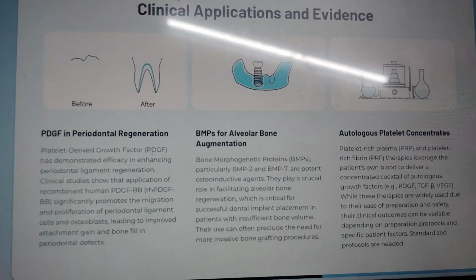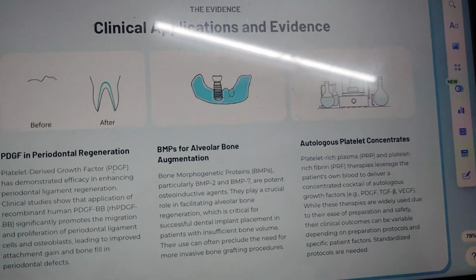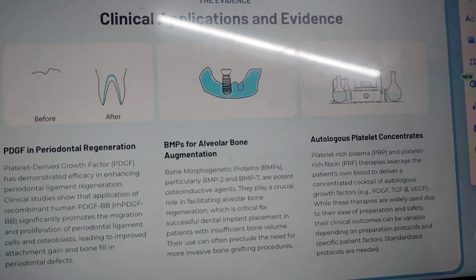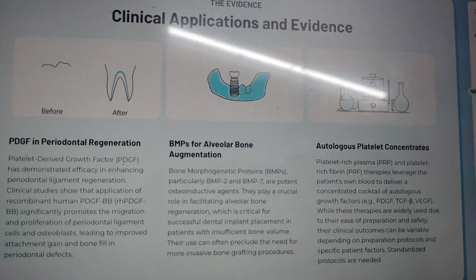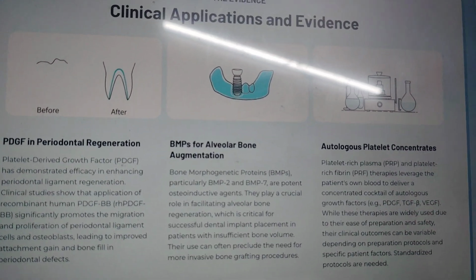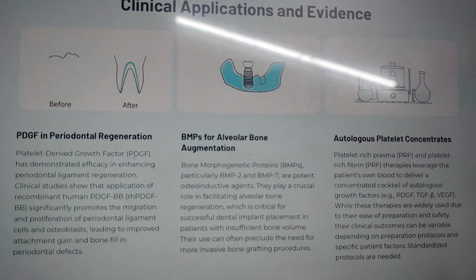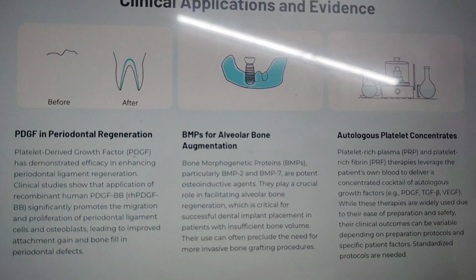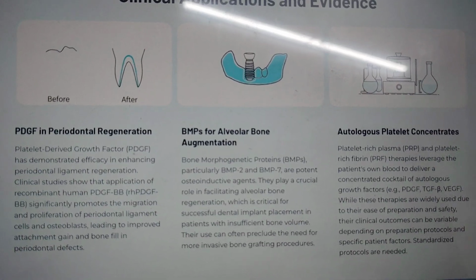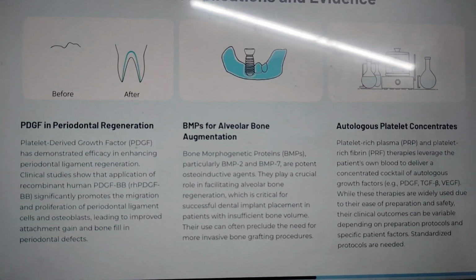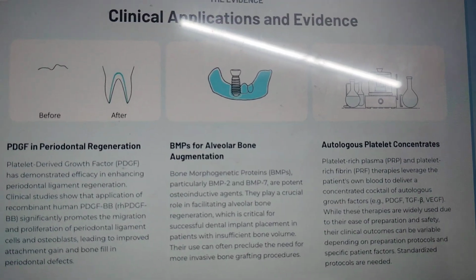BMPs for alveolar bone augmentation. Bone morphogenetic proteins, particularly BMP2 and BMP7, are potent osteoinductive agents. They play a crucial role in facilitating alveolar bone regeneration, which is critical for successful dental implant placement in patients with insufficient bone volume. Their use can often preclude the need for more invasive bone grafting procedures.